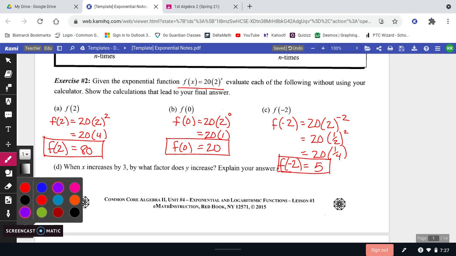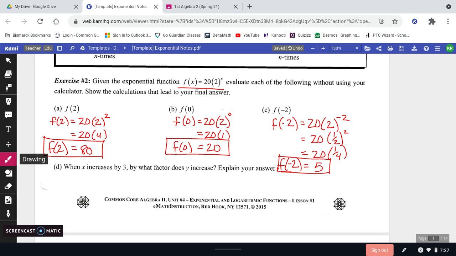Okay, so if you think about this for a second, without calculating it, if you know that f of 2 is 80 and f of 0 is 20, do you have a guess as to what f of 1 would be? If you're saying, well, maybe halfway in between, you're not far off, but f of 2 is 80, f of 0 is 20. What do you think maybe f of 1 is? And if you said 40, you are correct. f of 1 is 40.